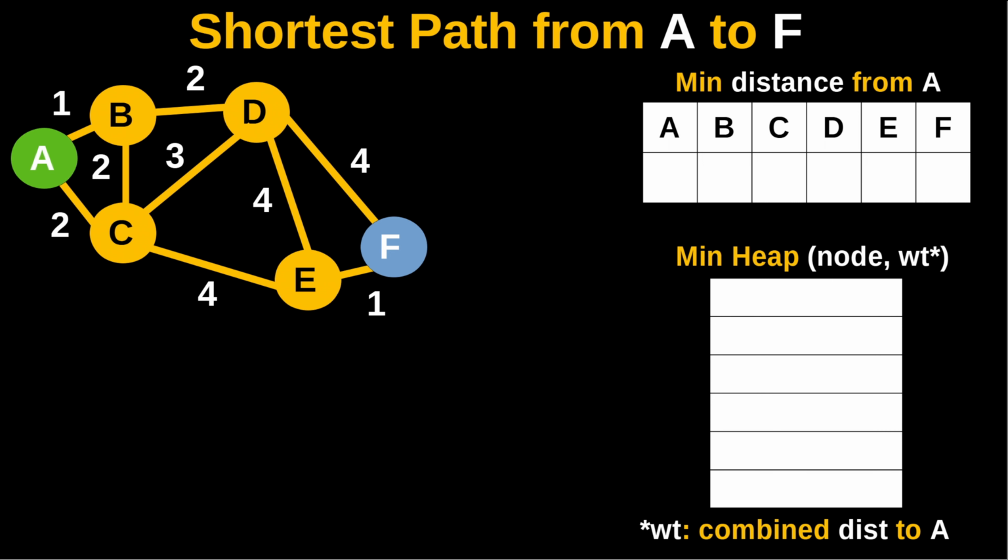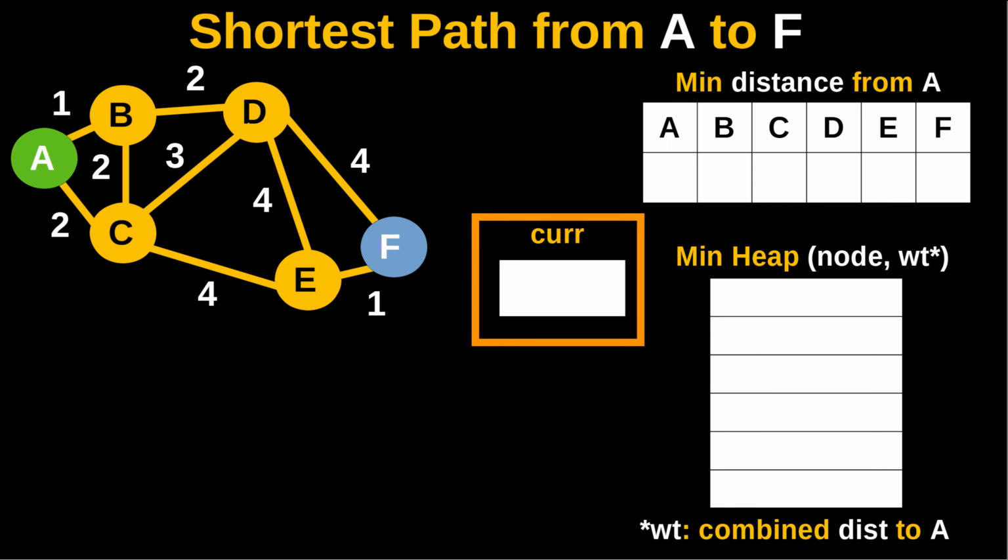In addition, we would need a min heap where we're going to store a list of tuples. Inside the tuple, we would have the node of the graph and also the weight. The weight here is the combined distance between that node to the source node. In this case, it's the combined distance from that node to A. For example, in this path, going from A to B to D, the combined weight or the cumulative weight for D is 3. In addition to these two data structures, we will also have a variable called current.